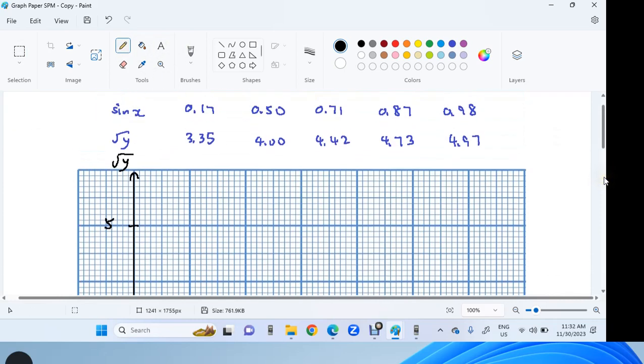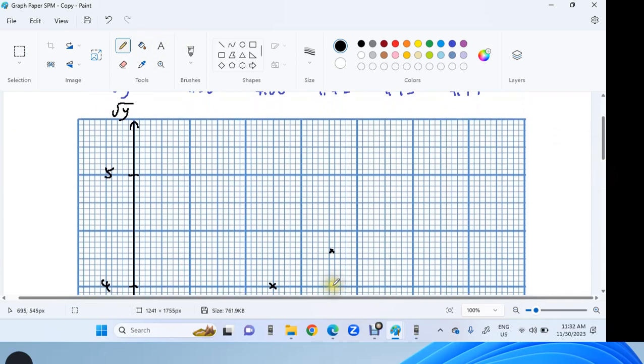Okay. So this is 4.42, 4.12, 3.44. 2 should be somewhere here. Ah, okay, I made a mistake here. Okay.